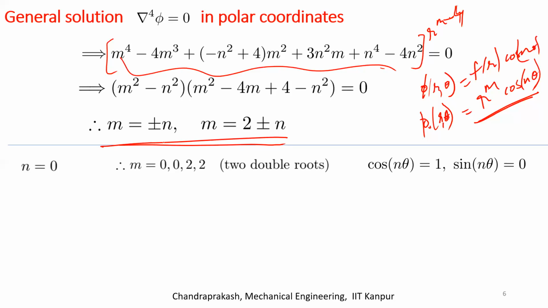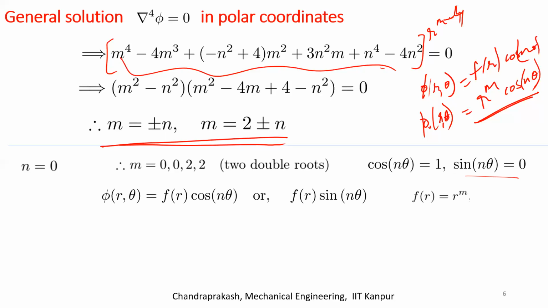When n is 0, what is cosine n theta? 1. Sine n theta is 0. Right? Sine of 0 is 0. So this is the form for phi which we chose. And f of r is r power m, which means my f of r is the following: a01 of r power 0, which is 1, and due to the double root, you get the logarithmic term. Then a03 of r square, and due to the double root in 2, you get it as logarithmic of r.